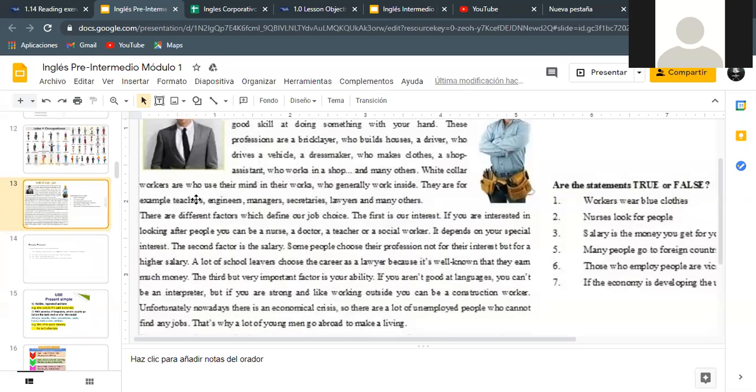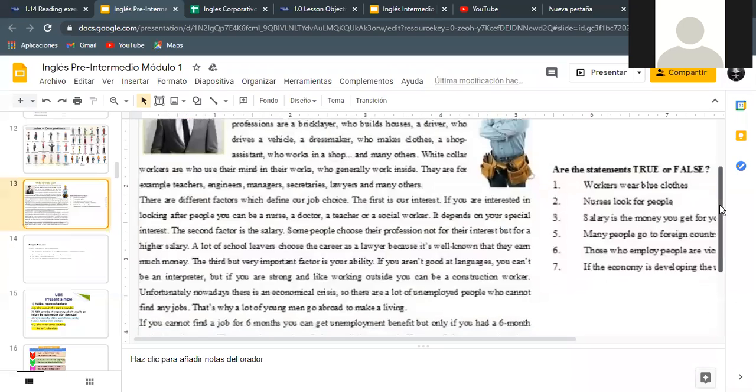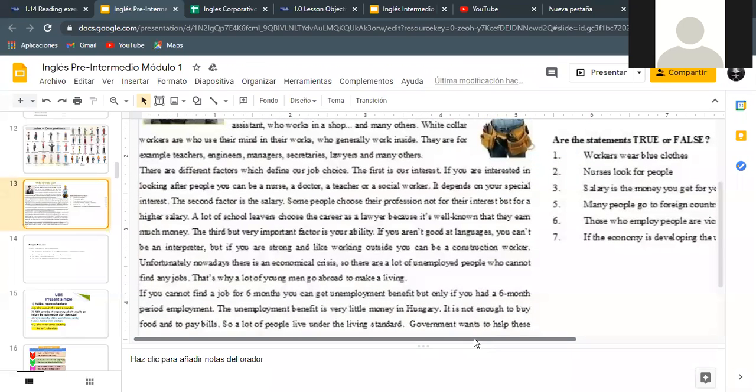White collar workers are who use their mind. What is mind? Mente, como cerebro. Mente. Very good. So, lo que dice, ¿verdad? They are for white collar, they use their mind in their works. Who generally work inside? What is inside? Adentro. Good. Then it says there are, for example, teachers. We know what is a teacher, engineer, manager. What is a manager? Gerentes. Good. Secretaries, lawyers. What are lawyers? Abogados. Abogado. Very good. And many others.